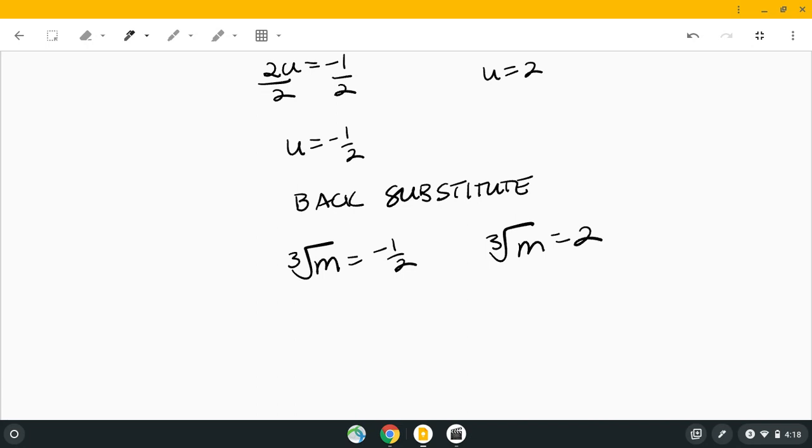Okay. All right, so we're going to go ahead and get rid of that cube root by cubing both sides. So we're going to do this to cancel that. We'll do that. We're going to do that here too. We're going to cube both sides to cancel that.